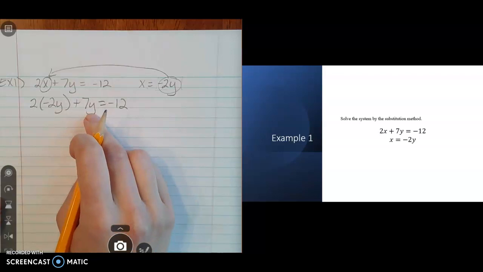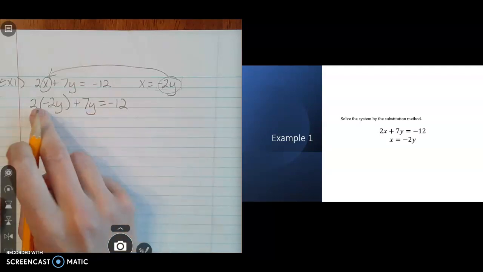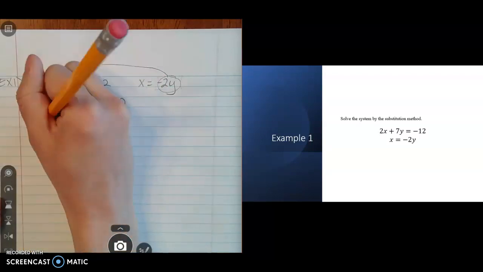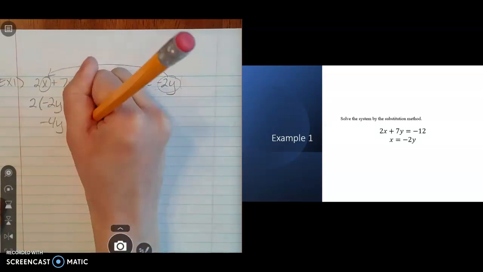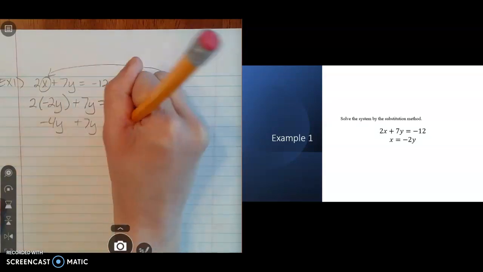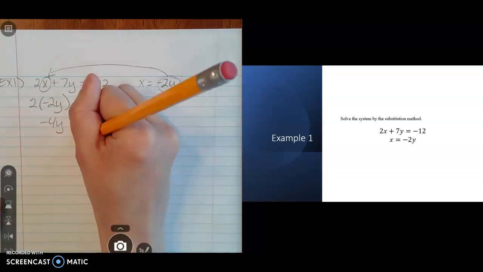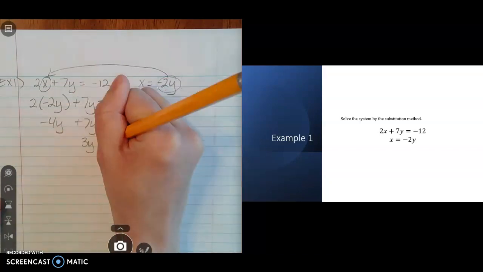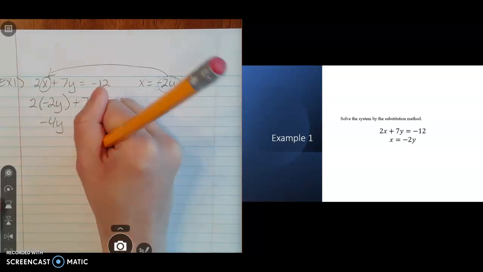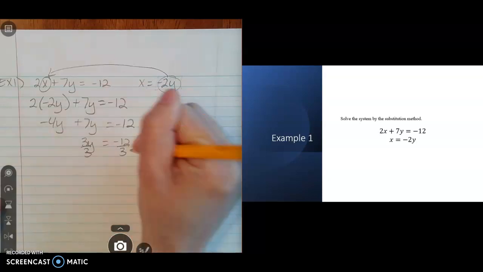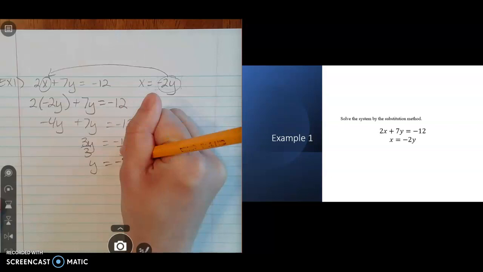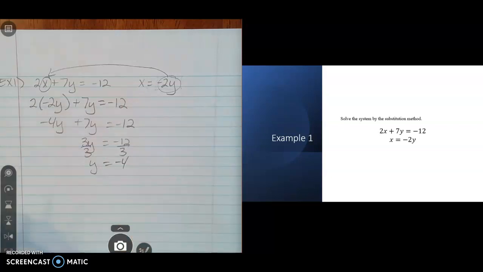And I can solve for y. I'll multiply before adding. That would be negative 4y plus 7y equals negative 12. I can combine my like terms. Negative 4y plus 7y would be 3y equals negative 12. And then I can divide both sides by 3 and get y equals negative 4. And it feels like you're done, but I promise you're not.